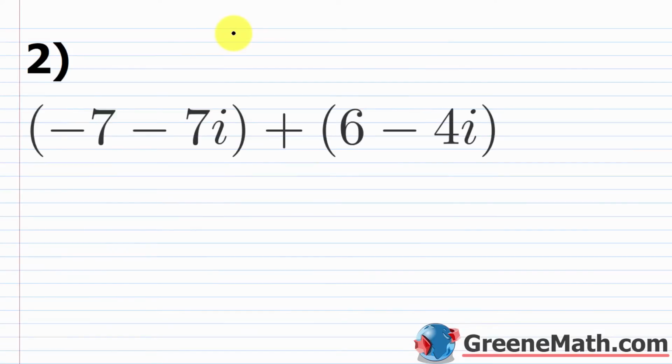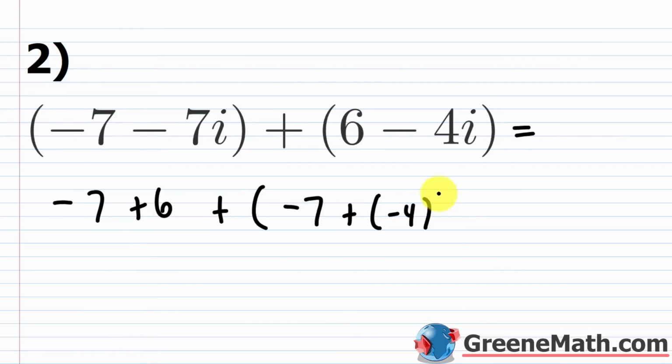All right, let's take a look at problem number 2. So here we have -7 minus 7i, then plus 6 minus 4i. So again, before we go to the coordinate plane, let's just add this algebraically. So we know we would add the real parts together. So -7 plus 6. Let me write that out. So -7 plus 6. And then basically you're going to add this -7 plus this -4. So let me write that. So -7 plus -4. And then times that imaginary unit i. So I'm just pulling it outside of some parentheses here.